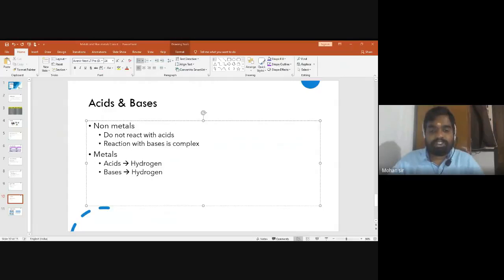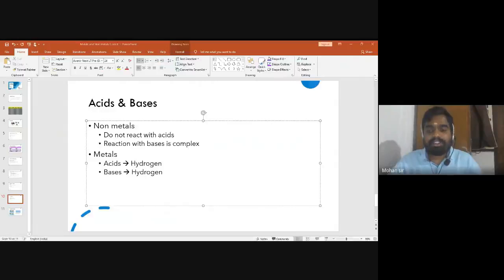And you must have noticed that copper does not react with dilute hydrochloric acid even on heating. Why will copper not react with dilute hydrochloric acid even on heating? Because the acid is dilute, but copper will react with sulfuric acid. Why will copper not react with hydrochloric acid and yet react with sulfuric acid? Because hydrochloric acid is a weak acid and sulfuric acid is a strong acid. Okay.